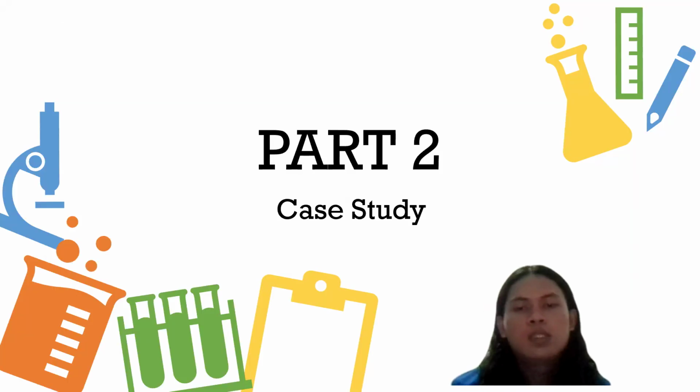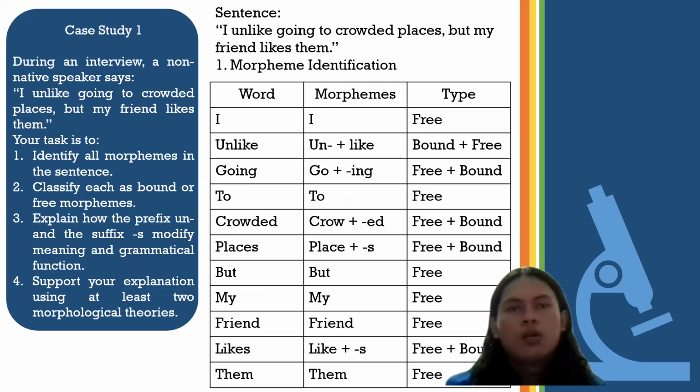Next, part 2, case study. Sentence: I unlike going to crowded places, but my friend likes them. The first morpheme identification. The word is I, morpheme is I, and the type is free. Next word is unlike. Morpheme is un plus like, and the type is bound plus free.